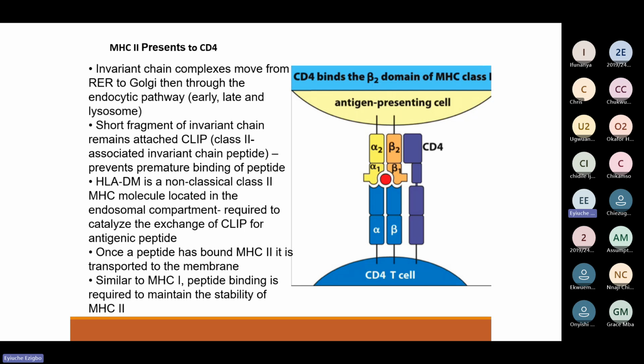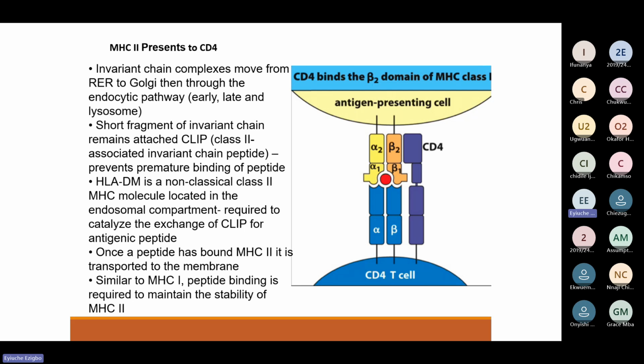Okay, HLA-DM is a non-classical class 2 MHC molecule located in the endosomal compartment, required to catalyze the exchange of CLIP for antigenic peptide. Once a peptide has bound MHC class 2, it is transported to the membrane. Similar to MHC class 1, peptide binding is required to maintain the stability of MHC class 2.